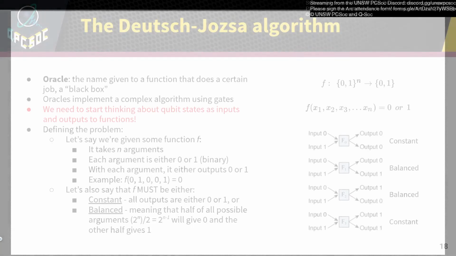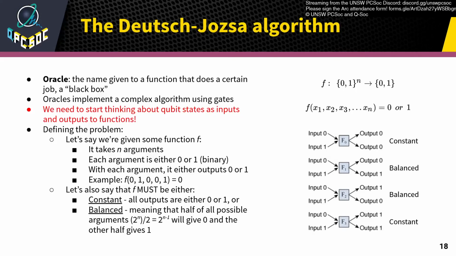Yeah. An oracle is a black box function. Just think of it that way. It's composed of gates, and it's designed to perform some algorithm that someone has done. So at this stage, we need to think about qubit states as inputs and outputs to functions. Functions will modify an input qubit state to give an answer.